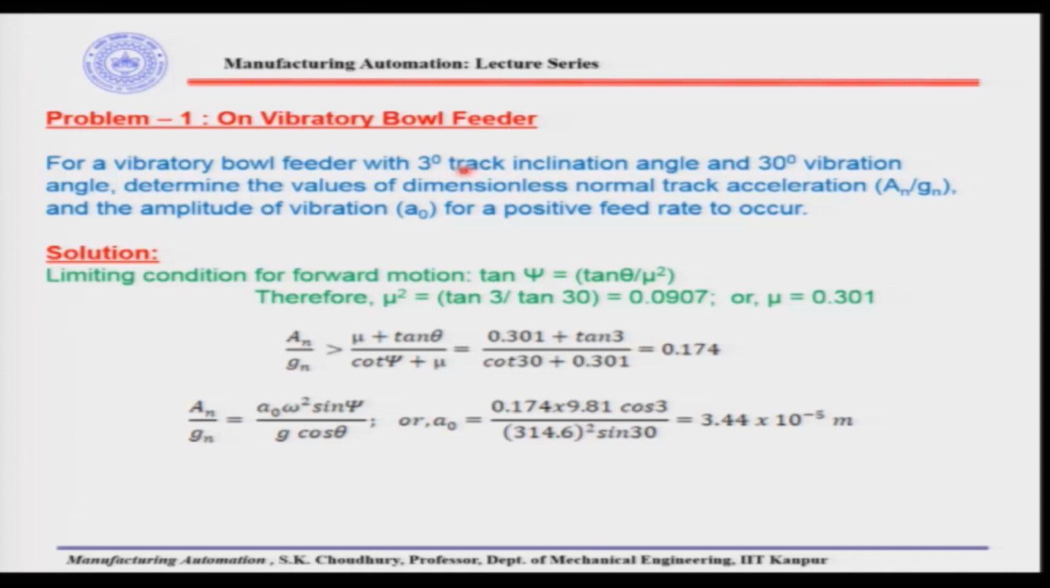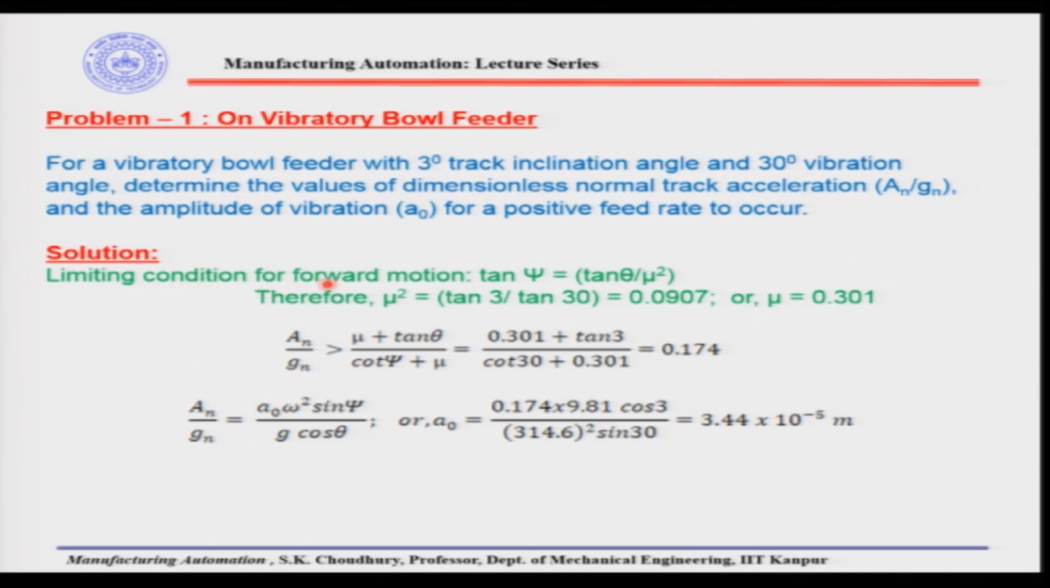Now, for a 3° track inclination angle and 30° vibration angle, determine the values of the dimensionless normal track acceleration, which is An by Gn, and the amplitude of vibration A0 for a positive feed rate to occur. So, we have to find out the conveying velocity Vm, so that the part goes up the track and not backwards.